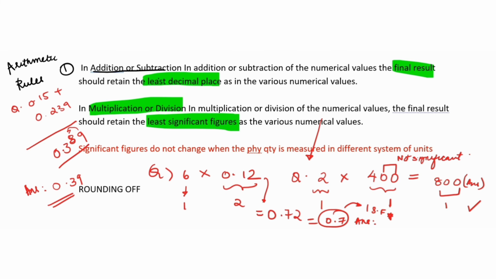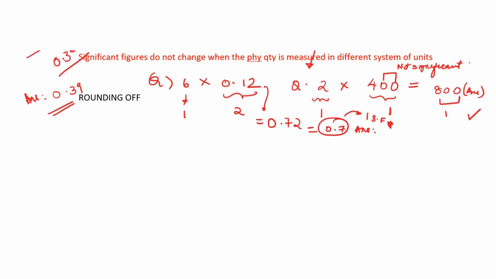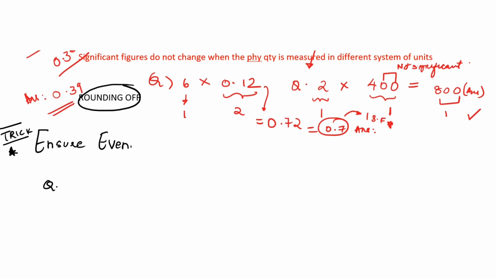Now let's look at the rules for rounding off. For this, you should just remember this trick: ensure even. For numbers equal to or greater than 5, what should you do? You should think about adding 1, depending on whether the previous digit is odd. If it's even, yes, ensure even, you can just leave it the same. But if it's odd, you should add 1 to the previous number.